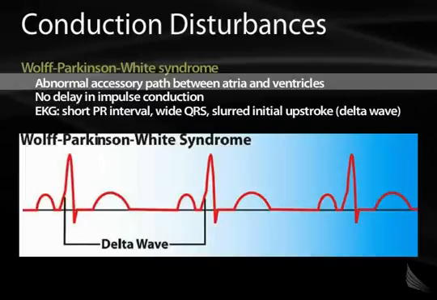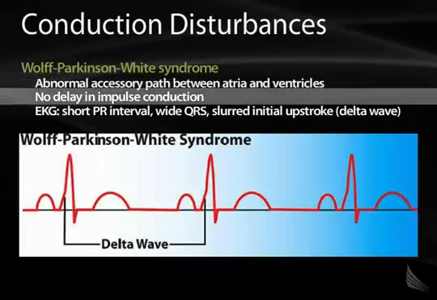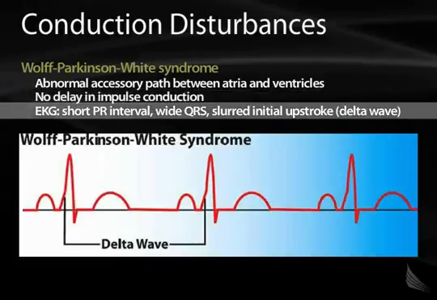In these patients, they will have a delta wave. That delta wave represents an early depolarization of the ventricle through the bundle of Kent. The bundle of Kent is not delayed like the AV node by the need for calcium as the upstroke. The bundle of Kent uses sodium as the upstroke, therefore it is much faster. What you'll see in patients with Wolff-Parkinson-White syndrome is a short PR interval because of the delta wave. You'll also see a widened QRS complex.